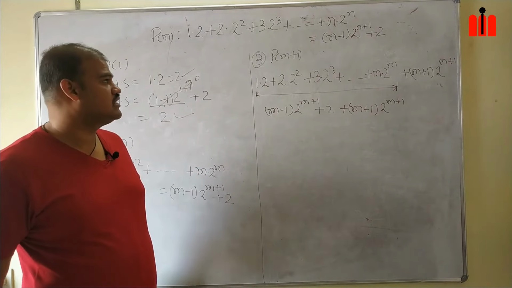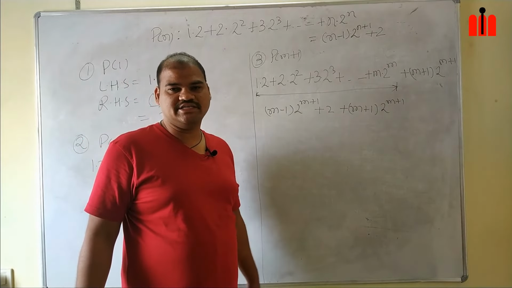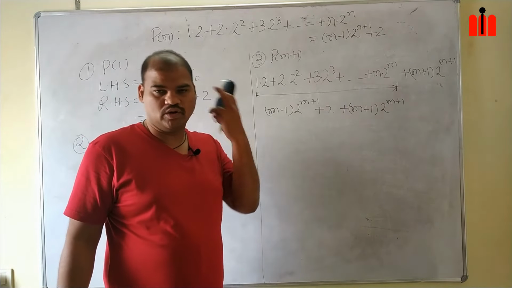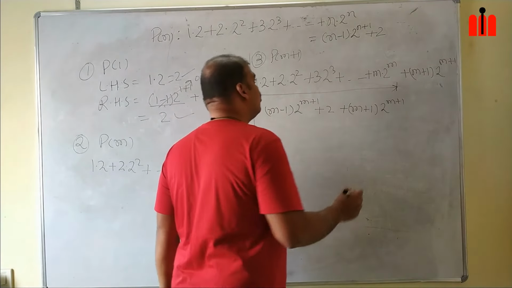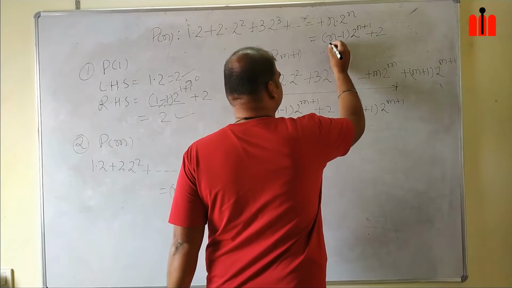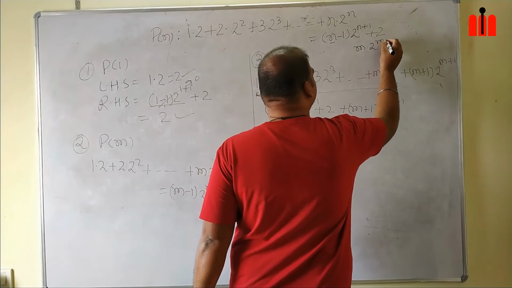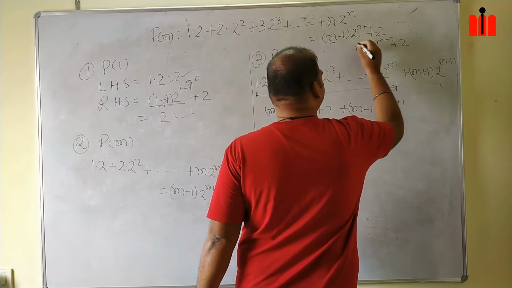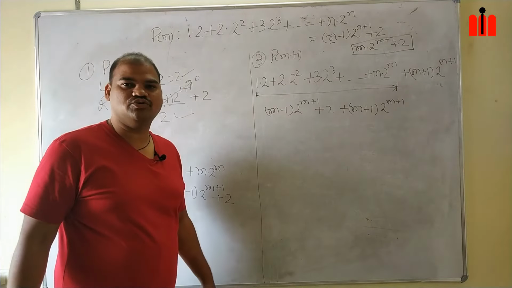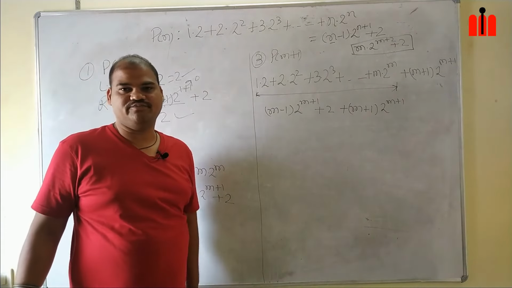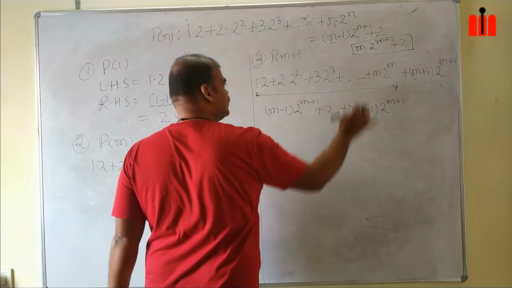Now let's stop here and let us think about how the RHS of this P(m plus 1) will look. This is the best practice, to first anticipate how my RHS will look. So in my RHS, in place of m you substitute m plus 1, then you will get m into 2 to the power of m plus 2, plus 2. This is how my RHS of P(m plus 1) should look. So let's proceed to get this.